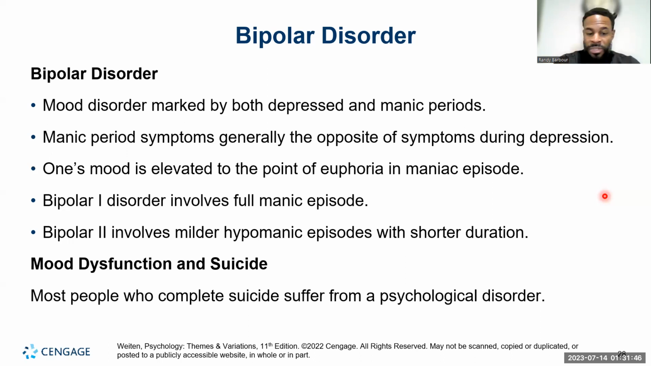Another disorder is what we call mood dysfunction. People with depressive or manic disorders can complete suicide, and they suffer from a psychological disorder. Most people who complete suicide suffer from some type of psychological disorder, either a depressive or manic state. If you're in a major depressive state, you're extremely depressed, hopeless, helpless, and you don't feel like you can go on. So it's important that treatment catches this early, because if you feel like you don't have anything to live for, that's the depressive state, and people with these disorders complete suicide more often.